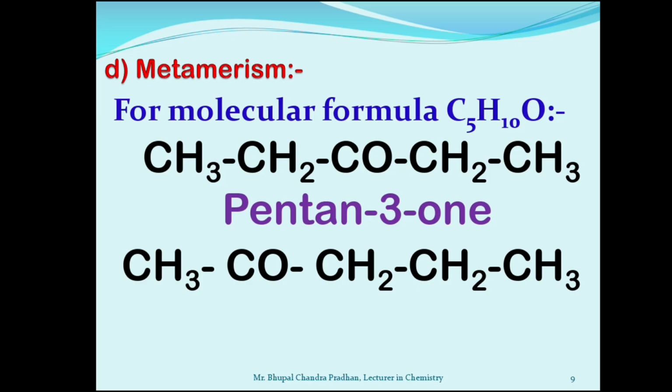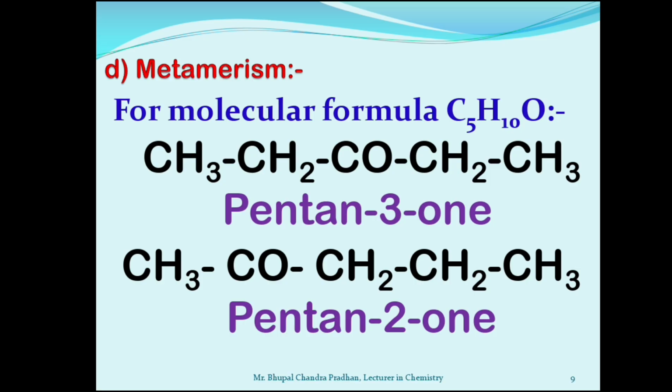Let us consider another formula, that is CH3COCH2CH2CH3. It is also a structure of molecular formula C5H10O, which is also a ketone known as pentan-2-one. Here, on the left hand side of the carbonyl carbon a methyl group is there, on the right hand side a propyl group is there. Thus, in these two structures, the nature of the alkyl group differs.